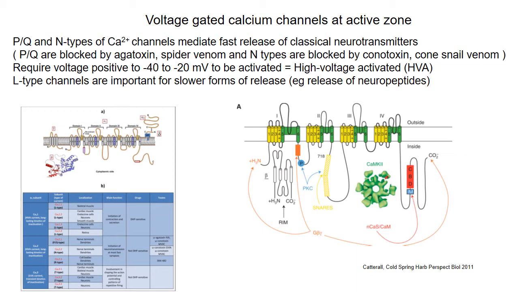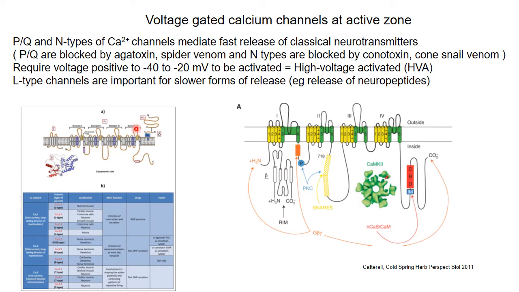These are all high voltage activated channels, so they need voltage to be more positive than minus 40 to minus 20 millivolts in order to be activated. That's where the HVA designation comes from. And then there are also T-type channels, which are low voltage. What is important is that different channels are present mostly at the neuronal terminal. We have PQ and N types, and each of these channels has different toxins with which you can then test their role in synaptic transmission. So we know that PQ and N types are going to be inhibited by different toxins.